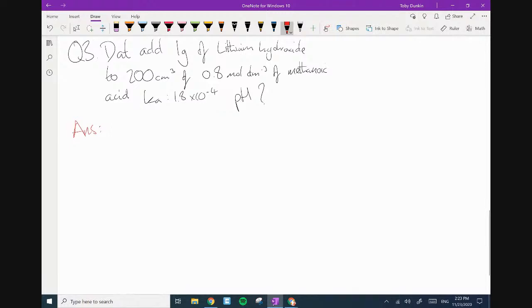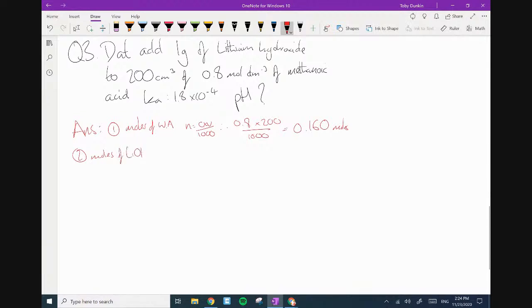So first step, number one, moles of weak acid, which is the ethanoic. So number of moles equals C times V over 1,000. Therefore, moles equals 0.8 times 200 all over 1,000, which gives me 0.16 moles of weak acid. Next, number two, moles of base.